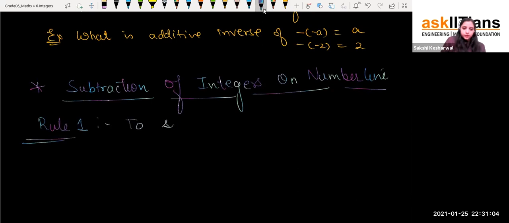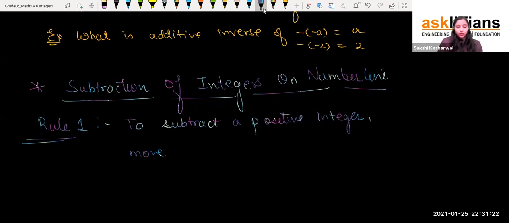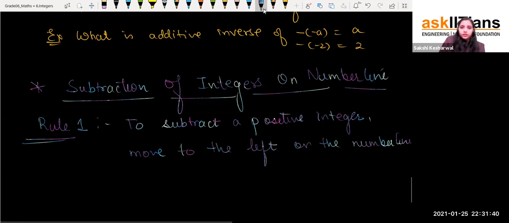Rule number 1: to subtract a positive integer, move to the left on the number line. Let me write this down. This is the bookish knowledge a little bit, and I'll tell you the easiest way to get the answer. Actually, when you do the addition, if I say to subtract two numbers, I'll give you one simple example: subtract 2 minus of minus 3, right?